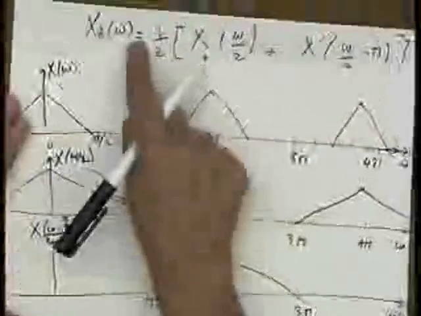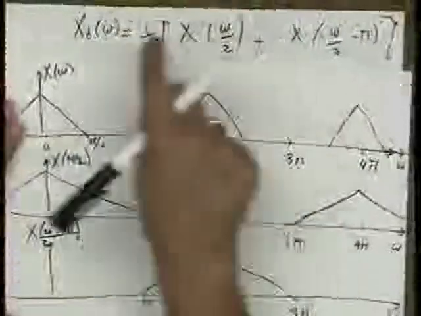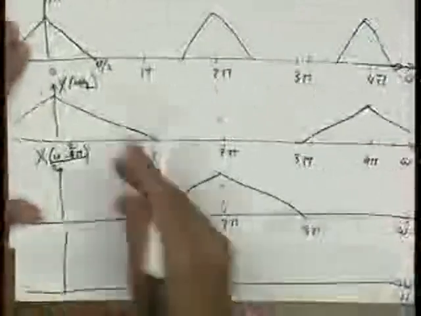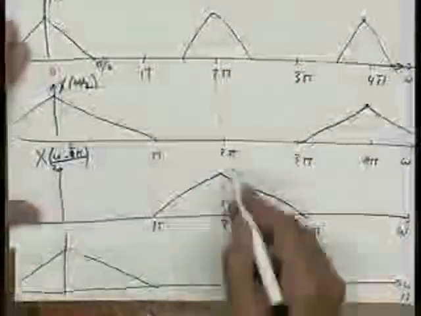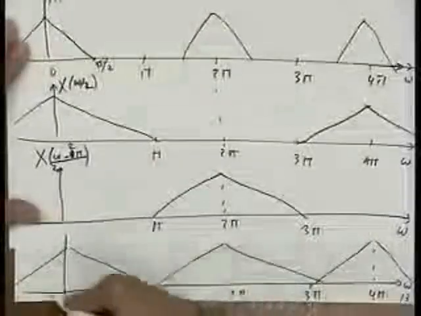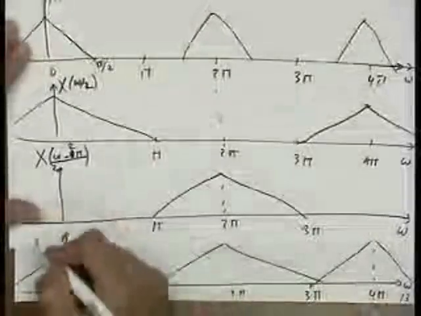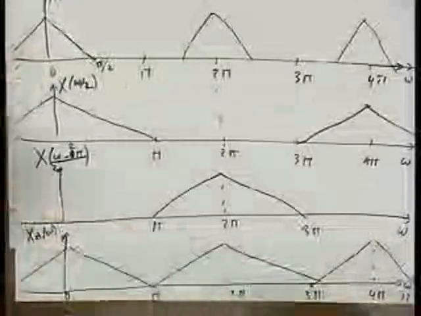Okay? So now, what this is telling me is that X sub d of omega is this plus that, times half. So it's this signal plus this signal times half. And what is that as a function of omega? Well, this plus that: there's this guy, and then there's this guy, and there's this guy. So pi, 2 pi, 3 pi, 4 pi, 0. So this is X sub d of omega. And what can we say about this?